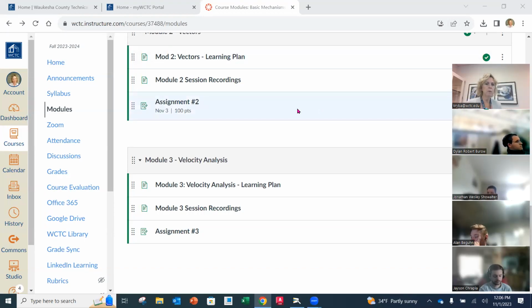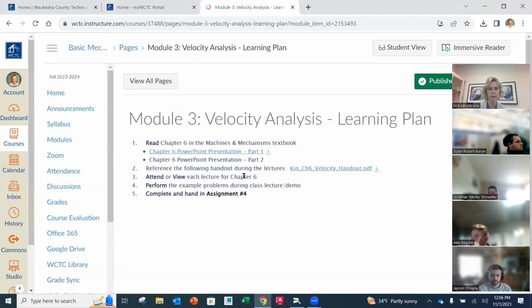Okay, so we're going to be moving into module number 3 here now, which is velocity analysis. If we look at the velocity analysis learning plan, you'll notice a couple things. First of all, what we're going to focus on today is going to be the first presentation, or if you would, part 1 of this module. And then we're also going to be referencing this handout.